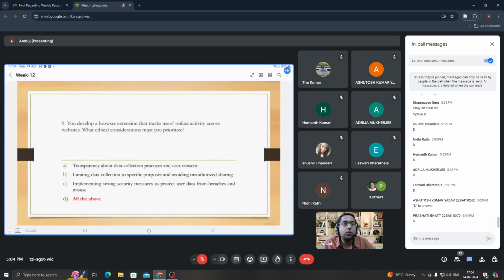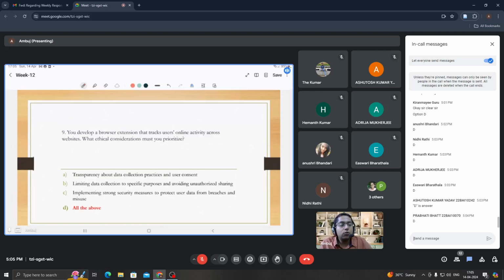Okay, let us look at the question. You are creating a browser extension that tracks users' online activity across websites, and you have to be ethically concerned. What are the concerns? Transparency about data collection practices and user consent. First you have to go for the user consent. Without consent, it would be illegal. So there has to be transparency about the data collection practices.